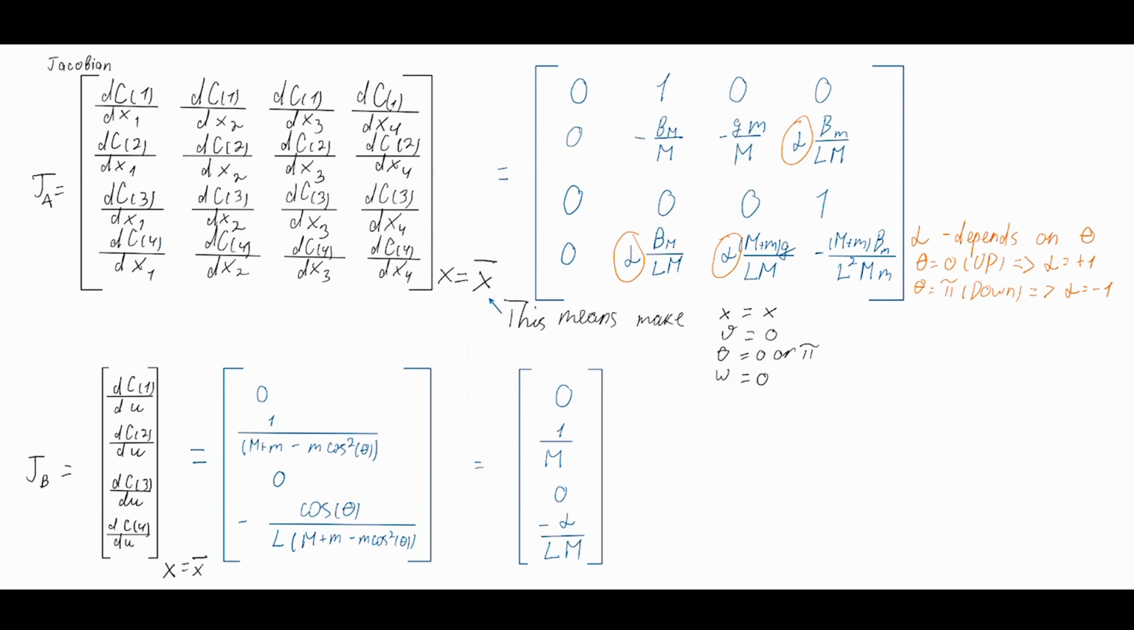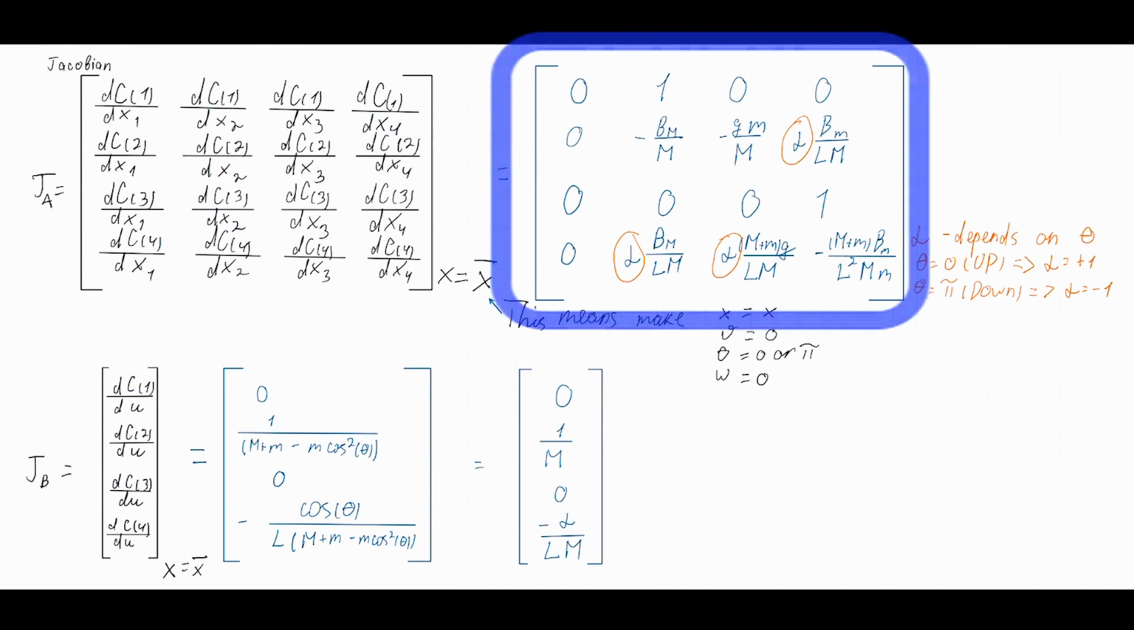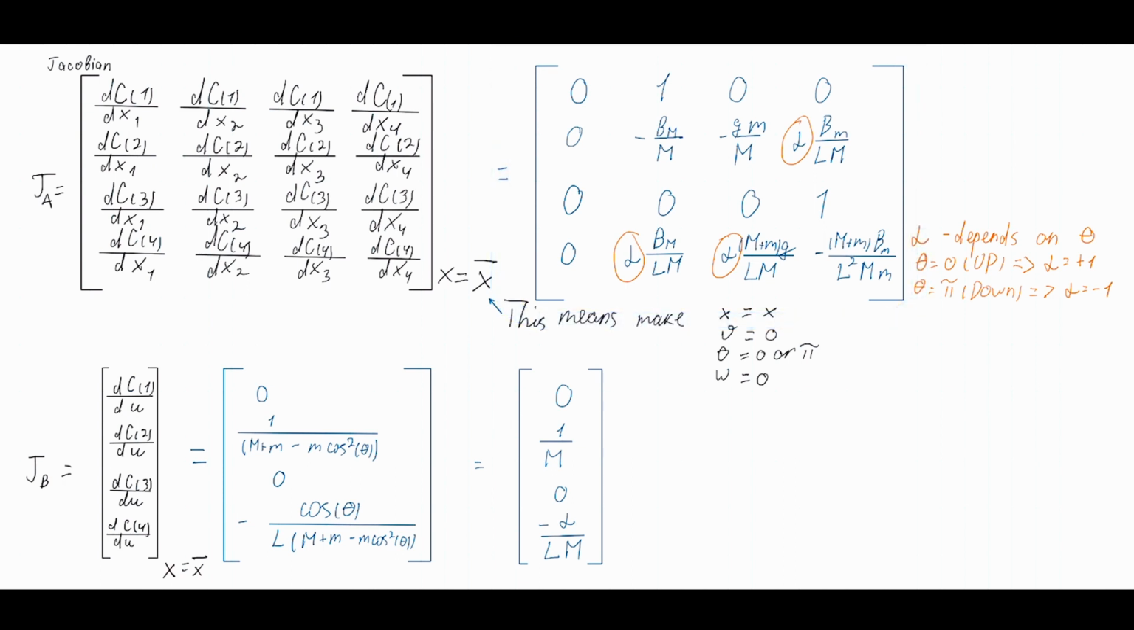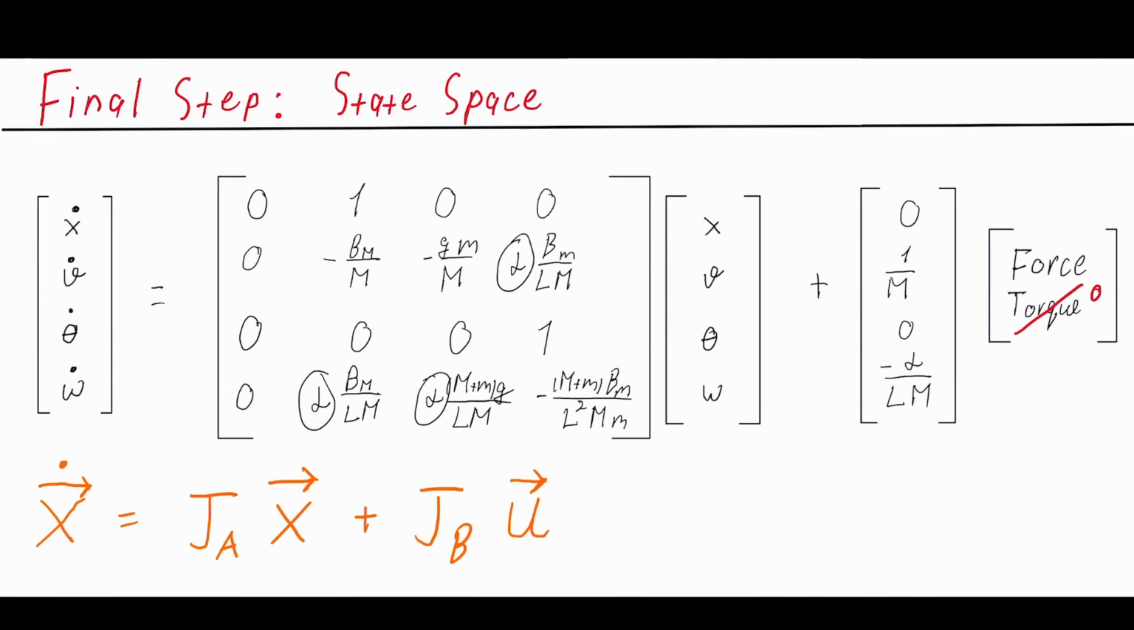These derivatives were done for each element in the Jacobian matrix, and we get the following matrix. Additionally, we need to do similar derivatives for the input matrix to understand how our linearized system reacts to our input of force U. For the input Jacobian matrix, we get the following vector, and cleaning it all up, this is what our linearized state space should look like.